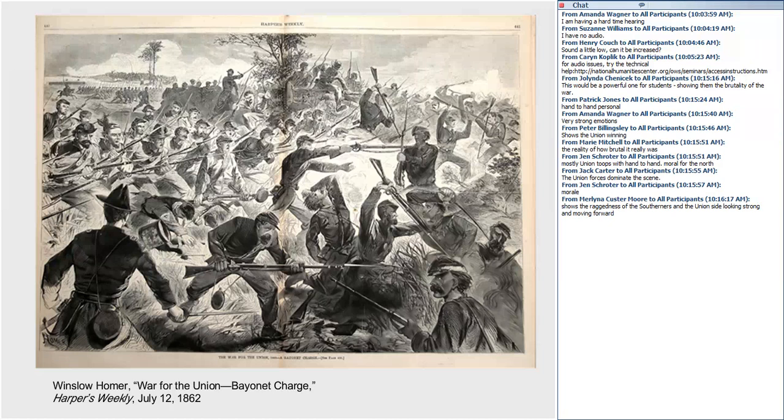scene and the predominance of the Union soldiers. It shows the raggedness of the Southerners, and the Union side looking strong and moving forward. That's true. You do have that definite sweeping motion from the left side of the picture toward the right, and the left side dominates the picture. Very good point. And, you know, we read left to right.